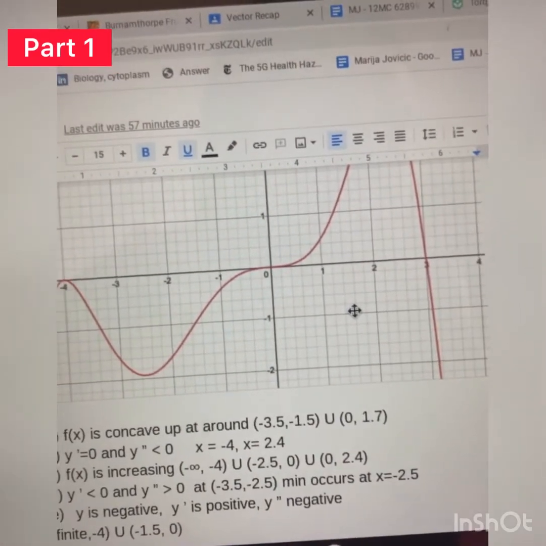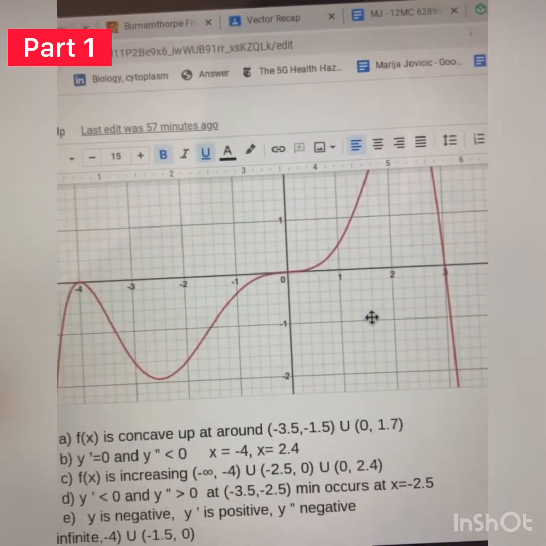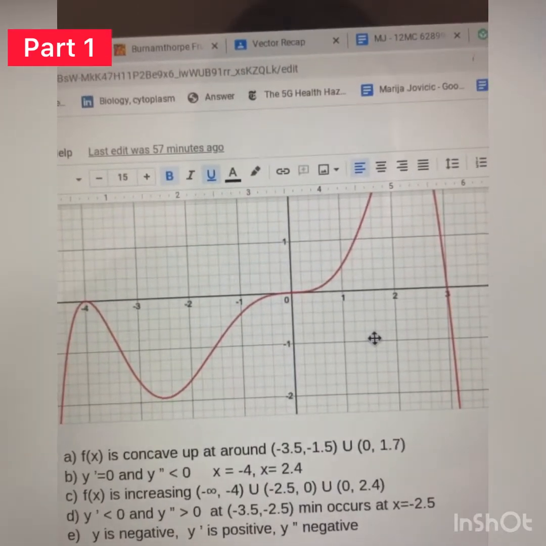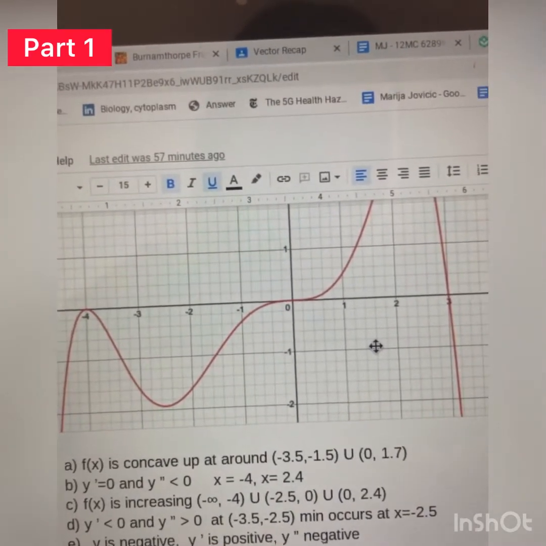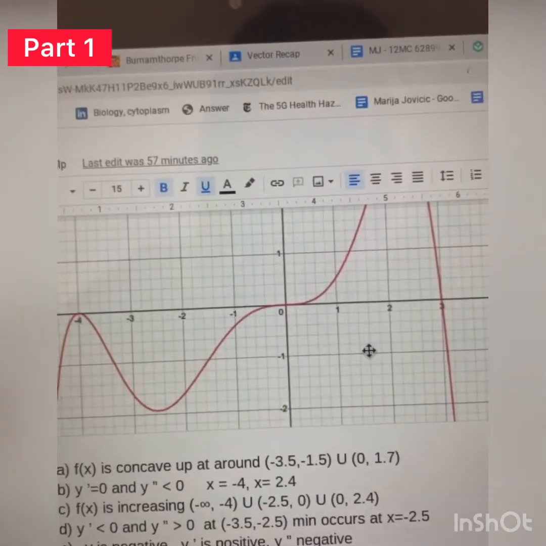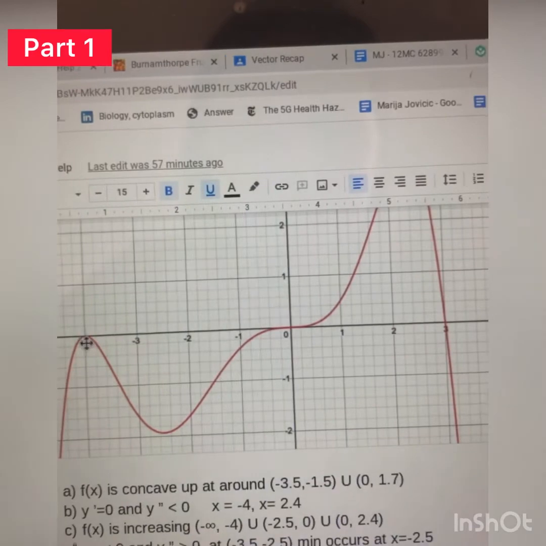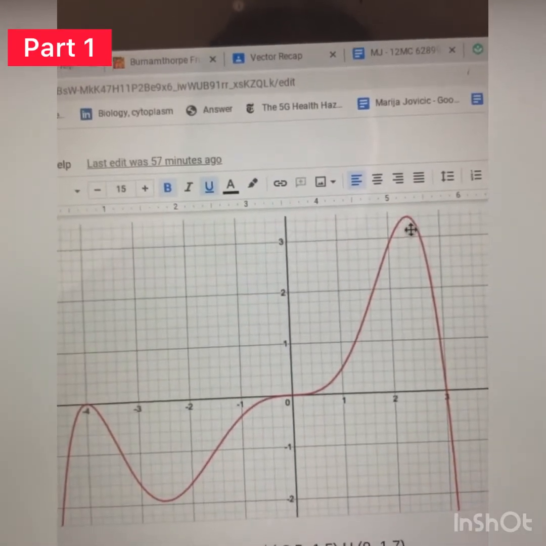Then we're given that y prime equals 0. So we know y prime equals 0 is when the slope of the tangent is 0, therefore horizontal, which means we're looking for a max or a min to occur. But then we're also given that the second derivative must be smaller than 0, which tells us that we're looking for a max. In this case, the max that we see is at x equals negative 4 and x around 2.4.